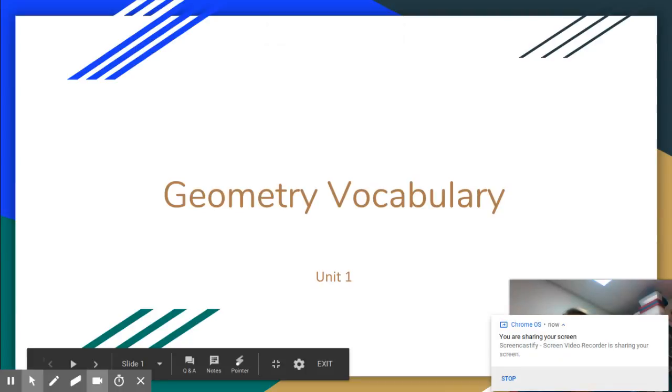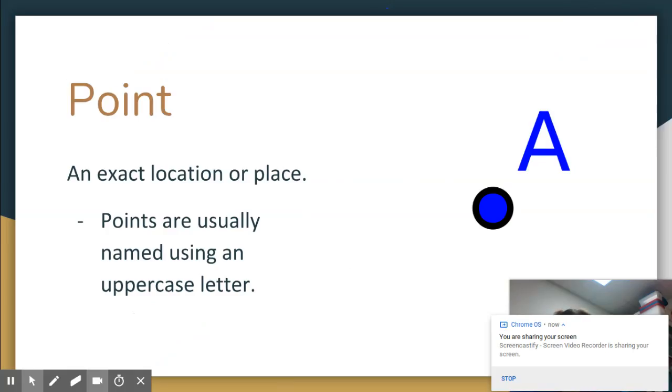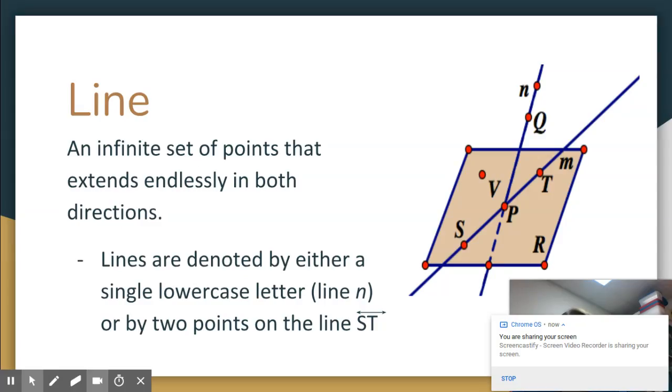Today we're going to look at the geometric vocabulary for Unit 1. The first one that you'll need to put onto your notes is a point. It's an exact location or a place. We usually denote those with a dot and a capital letter. We would say point A.